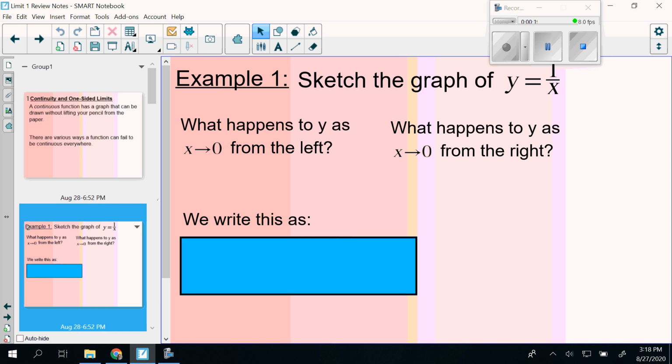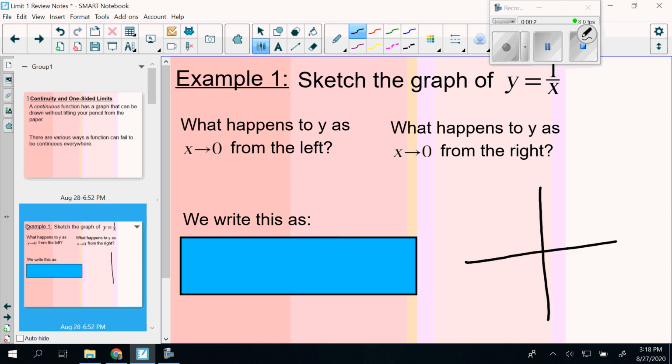First function we're going to look at is the graph of y equals 1 over x. If you go onto your calculator and graph out this function, you're going to see that it has this shape to it.